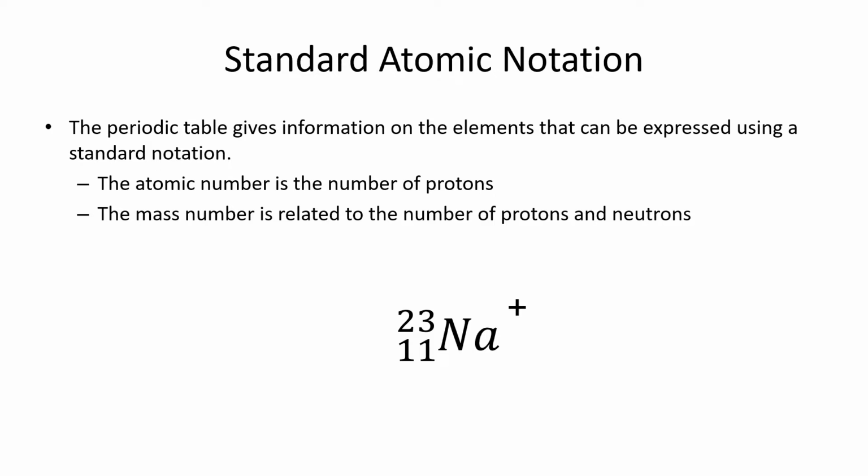So standard notation for an atom includes both those values that come from the periodic table. What we have here is the atomic number, and here we have the mass number. And then over here we have a charge, if there is one. We're just going to be dealing with atoms with no charge today, so there won't be any pluses or minuses on this side. But we will have mass number and atomic number, and that's what we're going to use to draw our diagrams.